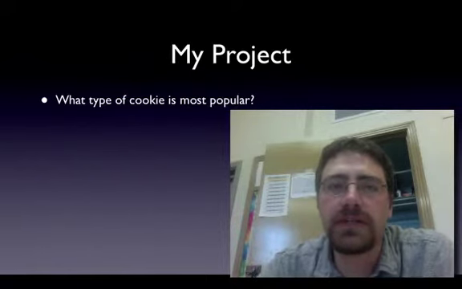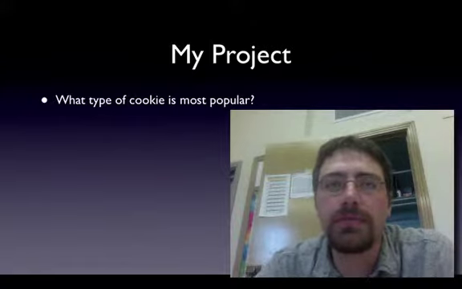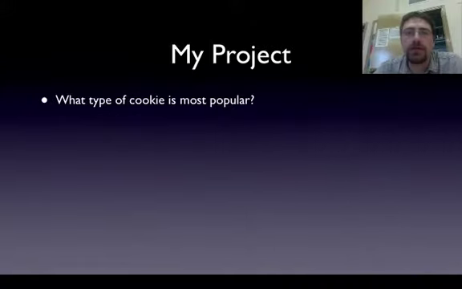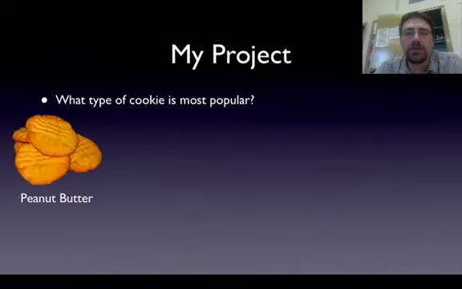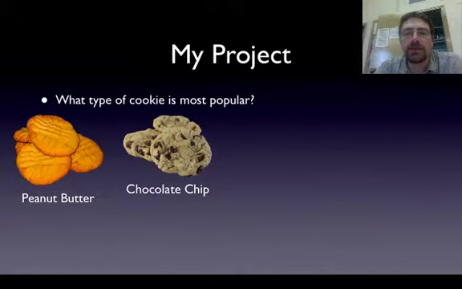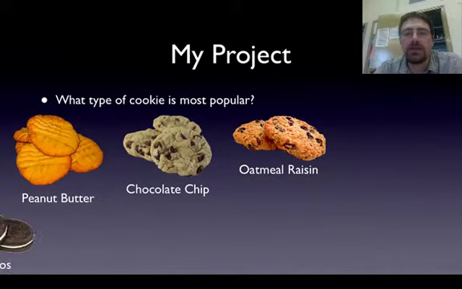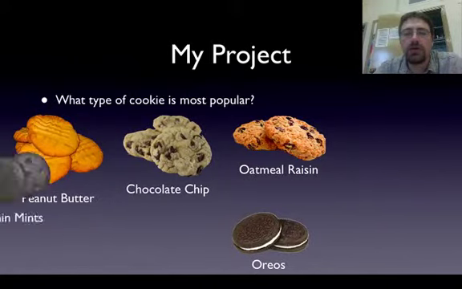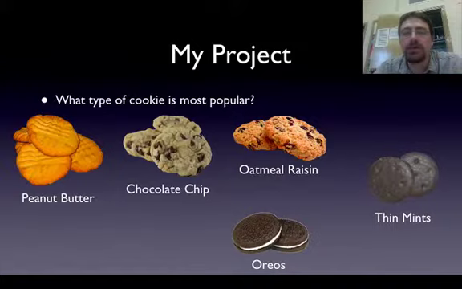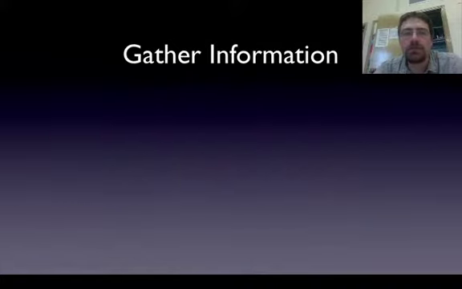So here's my project. I wanted to figure out what type of cookie is most popular. So the only way to do that is to ask lots of different people. So here are the choices that I gave them. They can have a peanut butter cookie, they could have a chocolate chip cookie, an oatmeal raisin cookie, Oreos, or my favorite, Thin Mints. So the first step to do this is gathering information.